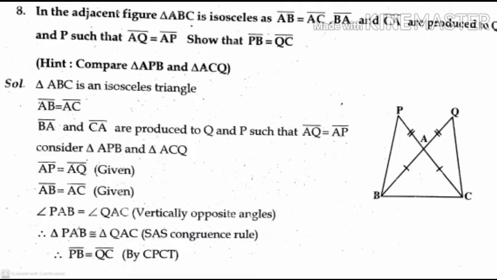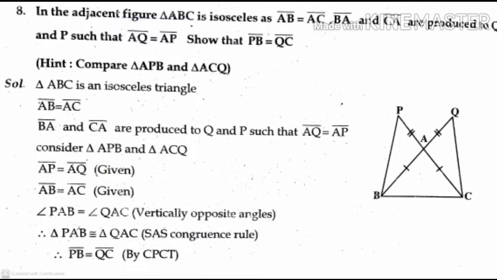Solution. Triangle ABC is an isosceles triangle. So, AB equal to AC according to definition of isosceles triangle. BA and CA are produced to Q and P such that AQ is equal to AP. Consider triangle APB and triangle ACQ, AP equal AQ, that is given in the problem.